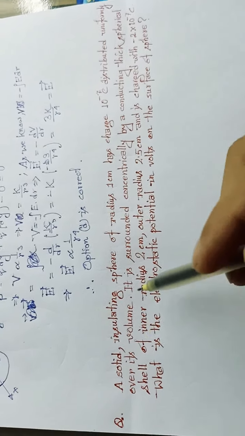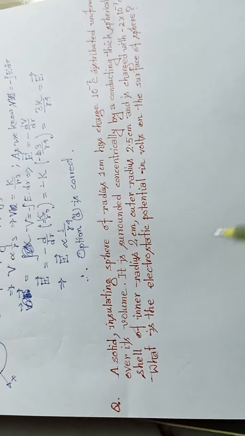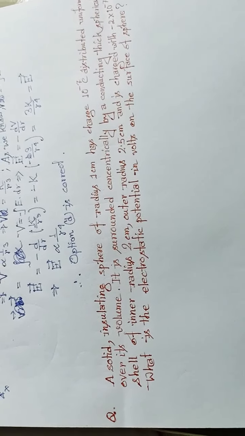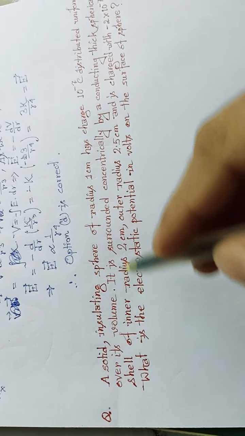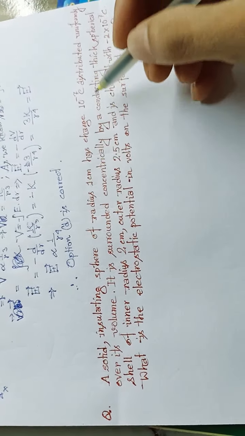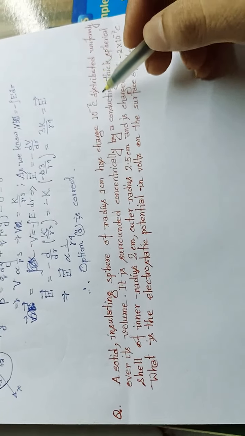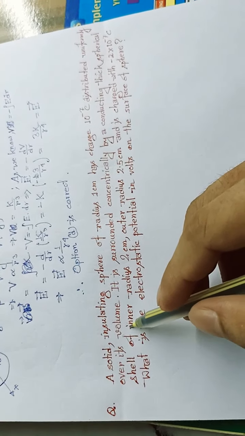Here is a question from 2017 from electrostatics. In this question, the given question is: a solid insulating sphere of radius 1 cm has charge 10 to the power minus 7 coulomb distributed uniformly over its volume.